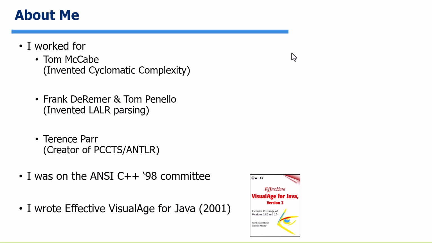I also wrote a book back in 2001 called Effective VisualAge for Java. At that point, I was pretty much IBM's VisualAge evangelist. And so I was doing kind of what my current job's supposed to be, going and speaking at conferences, writing articles, writing a book. If videos were a big thing back then, I would have been doing videos. But around that time, the late 90s, YouTube wasn't a thing. Wow.